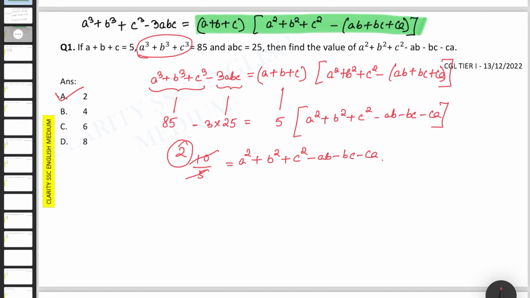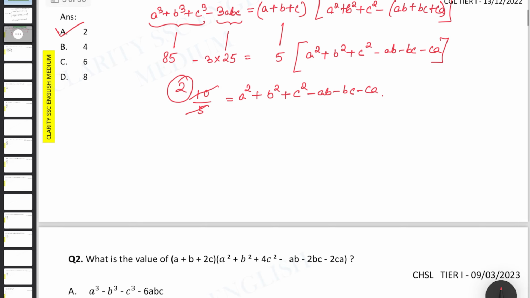I think it's really simple. This is the first formula that we have just discussed. So let's move on to the questions one by one. Then you can see in a very fluent manner. Let's see question number 2.